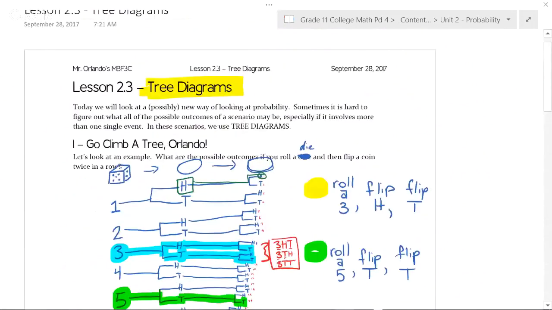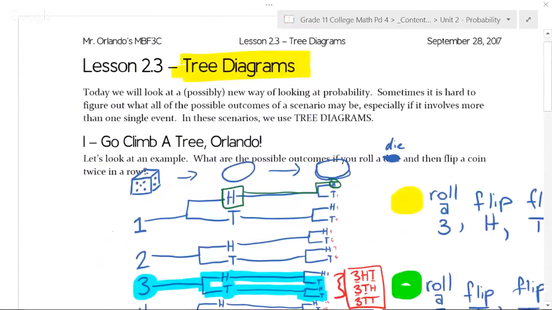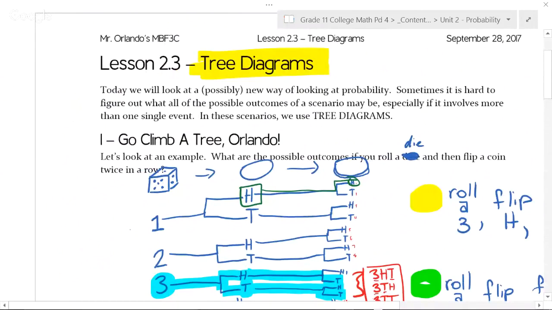So for the rest of today, you're going to be working on an assignment. And for that assignment, some of those questions will work really well with tree diagrams.